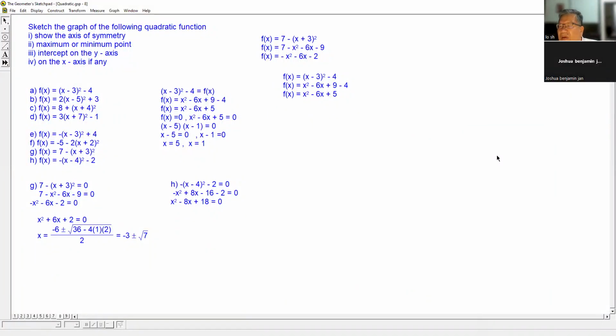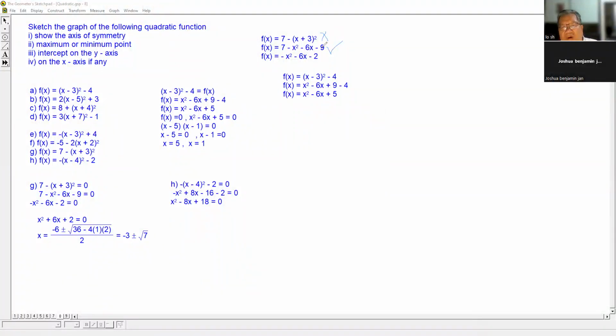Okay, right. Now, if you look at what we have been doing so far, how to sketch the graph of a quadratic function. Now, the quadratic function normally is like this one. Normally is like this. It is not in this form.